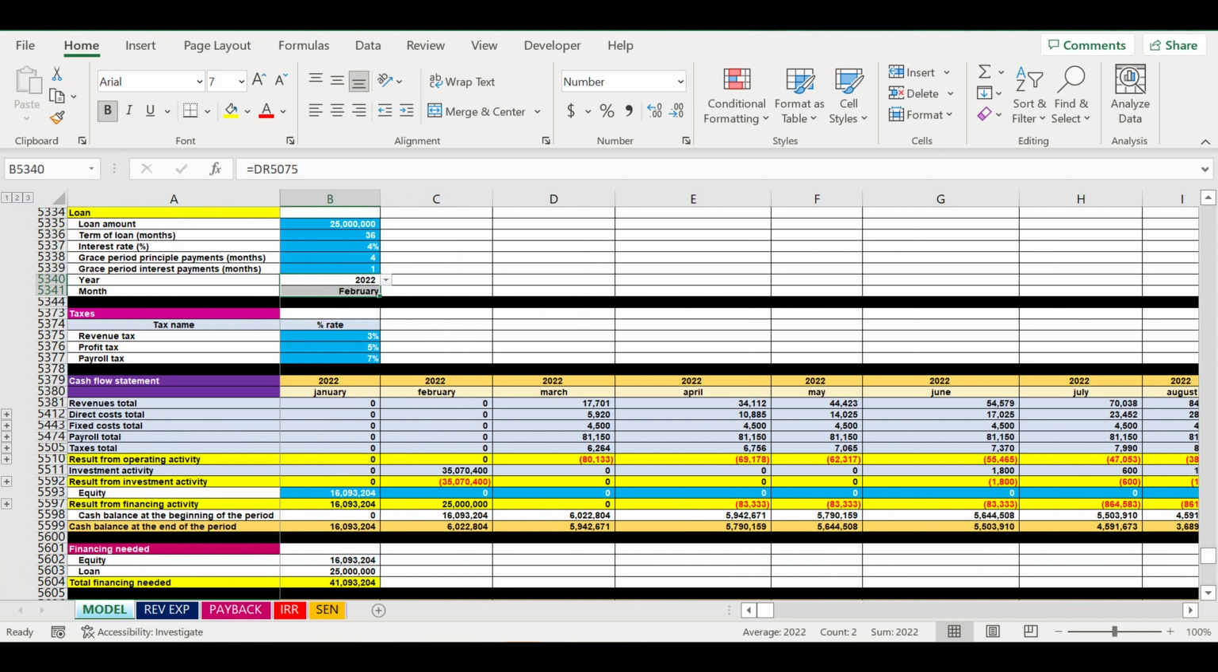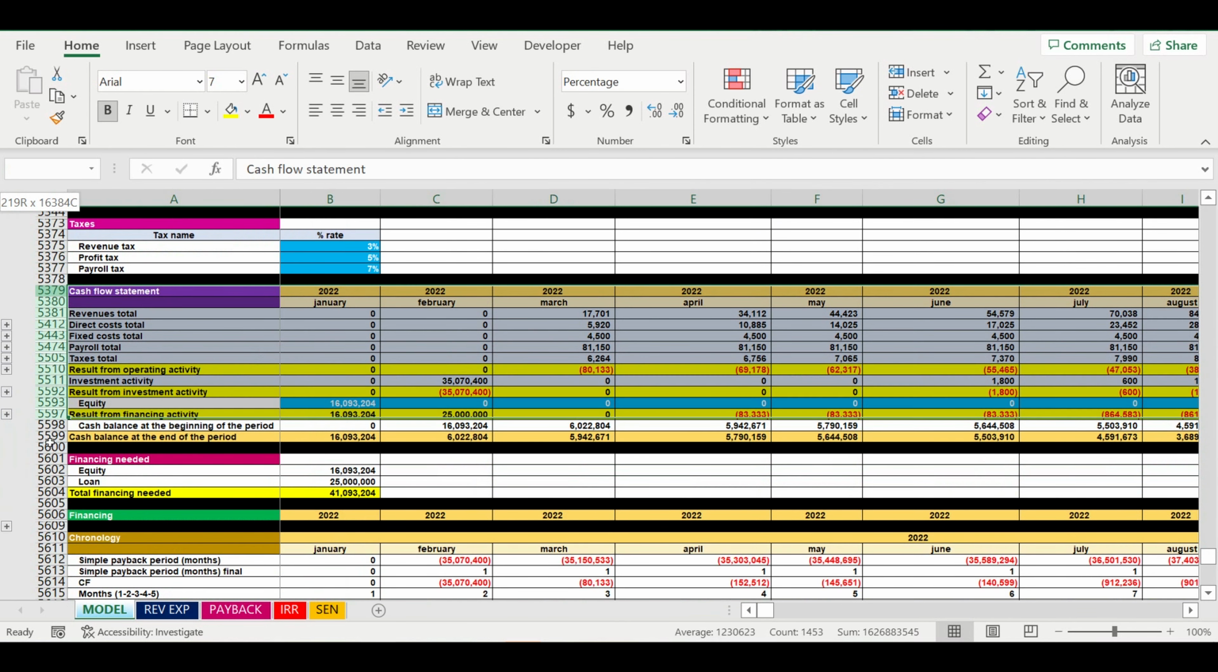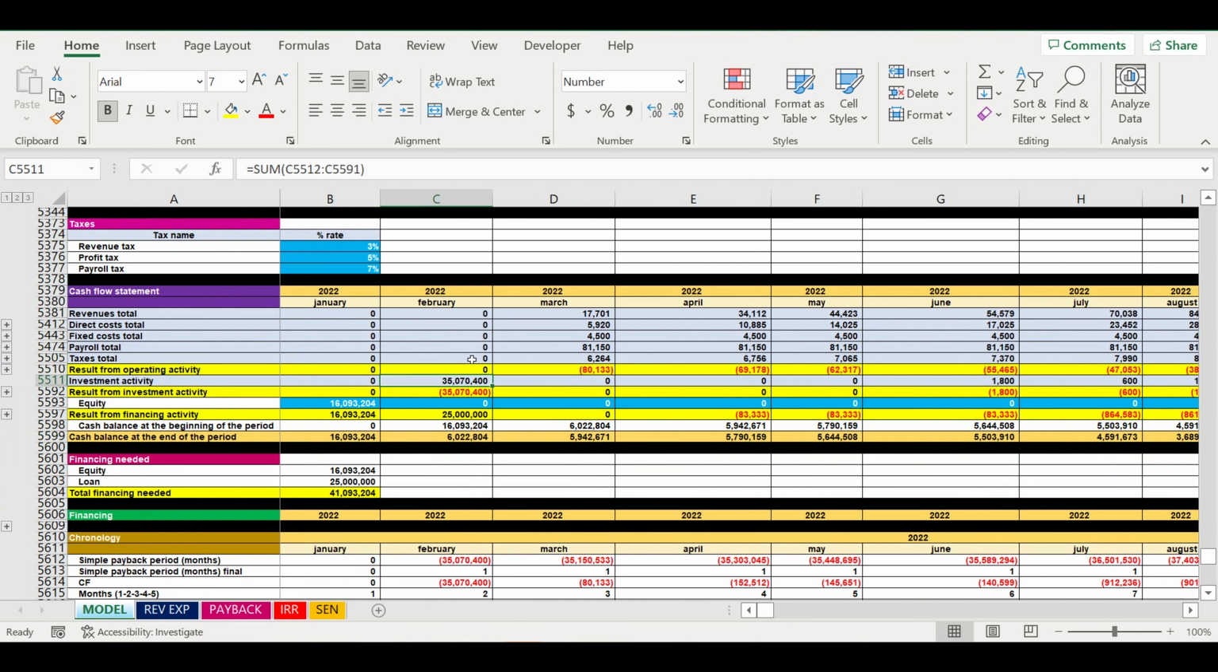We specify the rate of revenue tax, the rate of profit tax, and the rate of payroll tax. And then all this story comes to the cash flow statement. Here is where we are able to see the structure of revenues, direct expenses, fixed expenses, payroll, taxes. Here we can see the result from operating activity. We can see how the business is slightly growing.